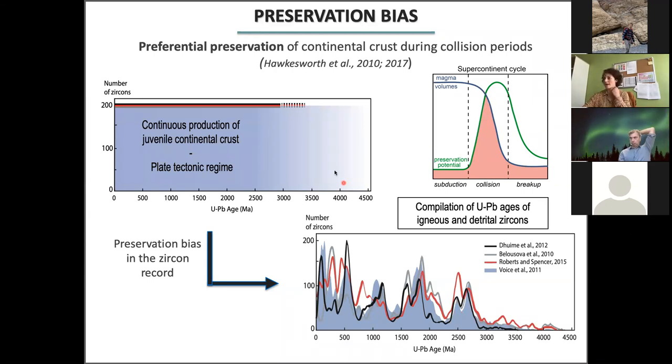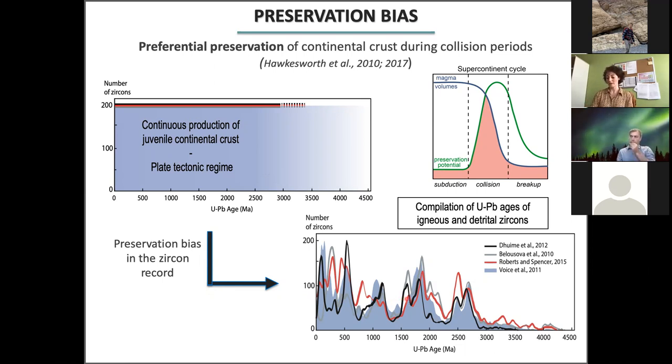But anyway, the idea is that you may have a sort of continuous production of continental crust during a normal plate tectonic regime. And the fact that we observe these peaks in the zircon record is only due to a bias in terms of preservation. So the initial record is that, and then it is biased, and today we observe that, basically.